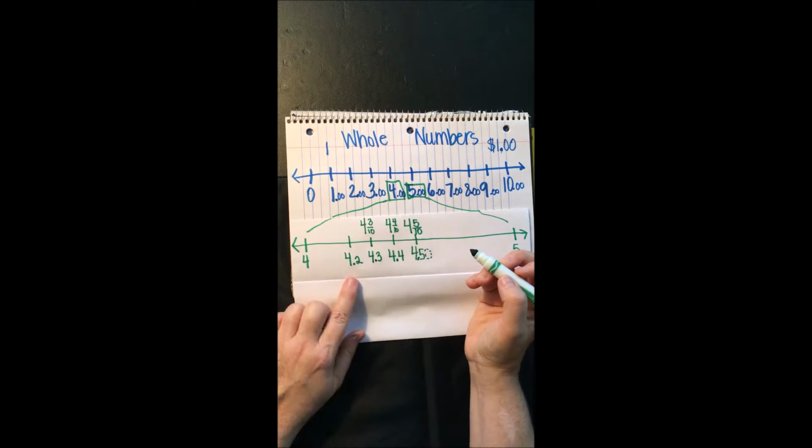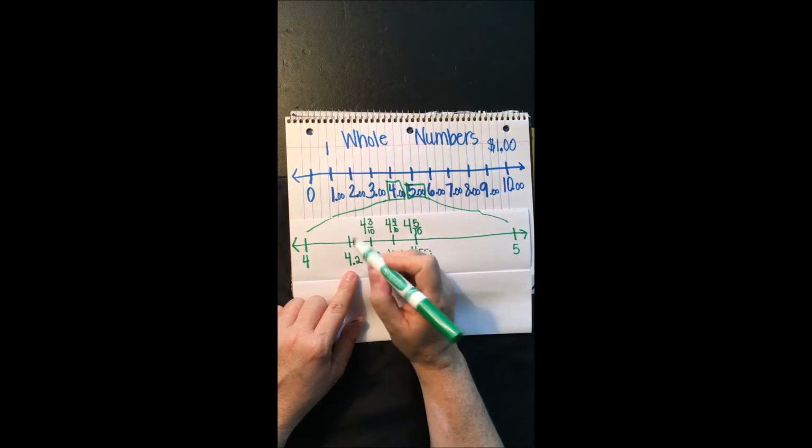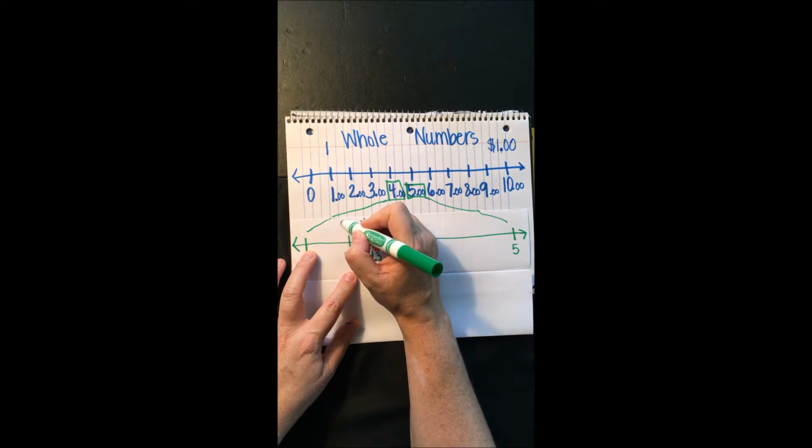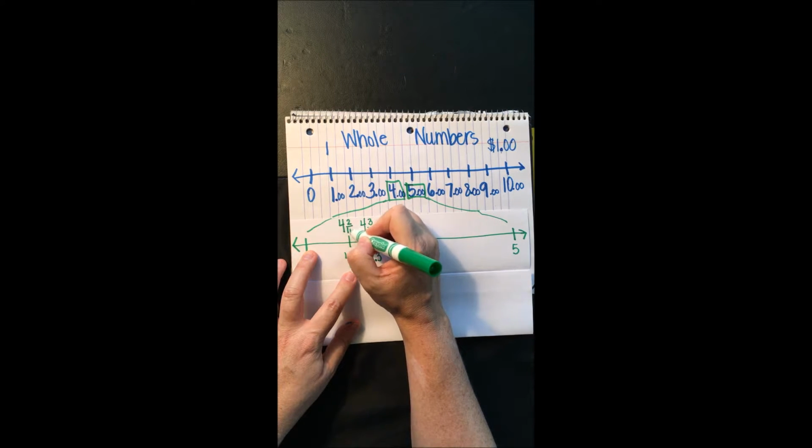$4.20 or 2/10. Remembering that secret zero that's there. So I write what I say when I say my fraction, or write my fraction. I have 4 wholes and 2/10.